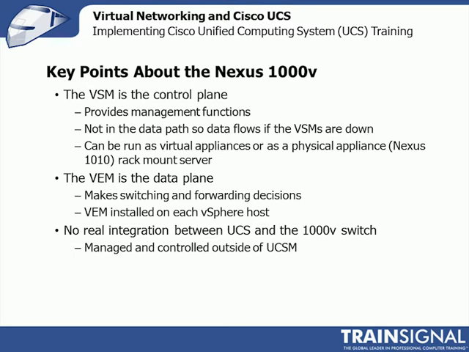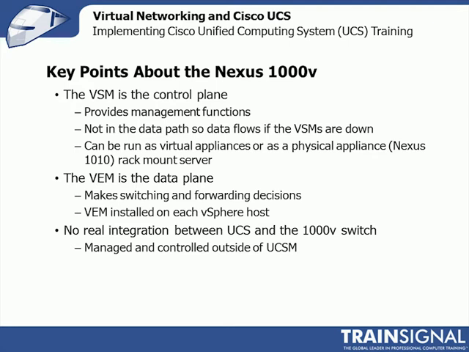So the VSM is your control plane. It provides management functions. It's not in the data path. So I can shut both VSMs down completely, and traffic will still flow in and out of my virtual machines. Now, I'm not really going to be able to bring up new virtual machines or add virtual NICs to existing VMs because there's nothing there to assign an interface number and configuration. But if I lose my VSMs for whatever reason or for maintenance, I'm not completely down.